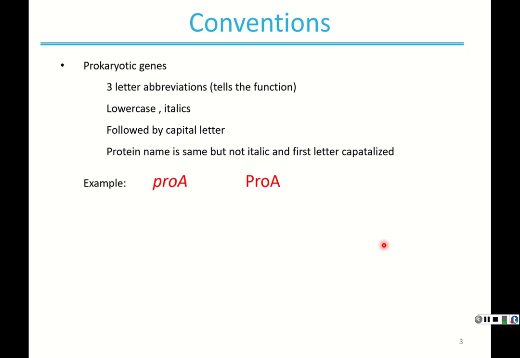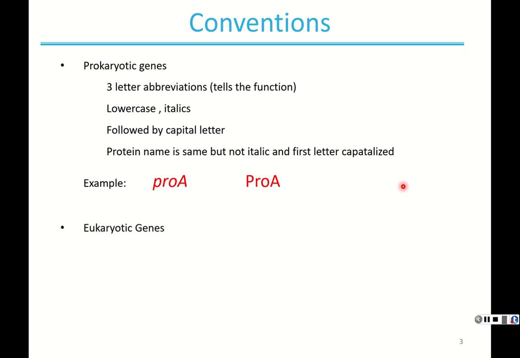So for example, a prokaryotic gene will be written as pro-A, right? So the three letters at the start are lowercase, and the last one is a capital letter, and they're italicized. The protein of that same gene would be written Pro-A but not italicized, and the first letter would be capitalized. So that's just something to look for if you're dealing with genes and protein products of genes. For instance, if you're reading a paper, let's say.